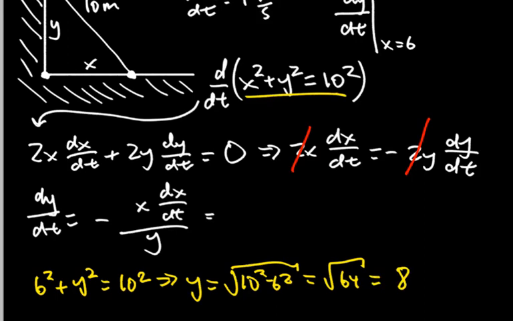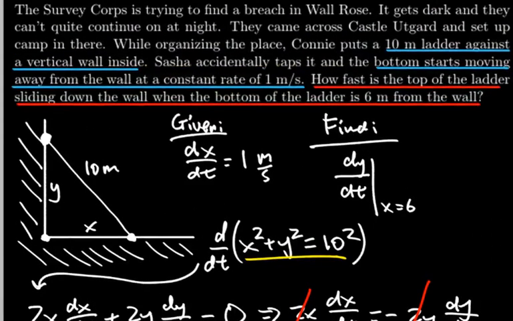So then this is going to be negative. x is 6, dx/dt is 1, and y is 8. So negative 3 over 4. And what are the units? Meters per second.